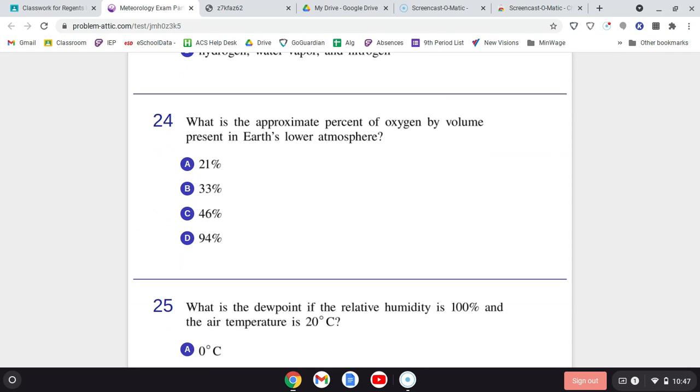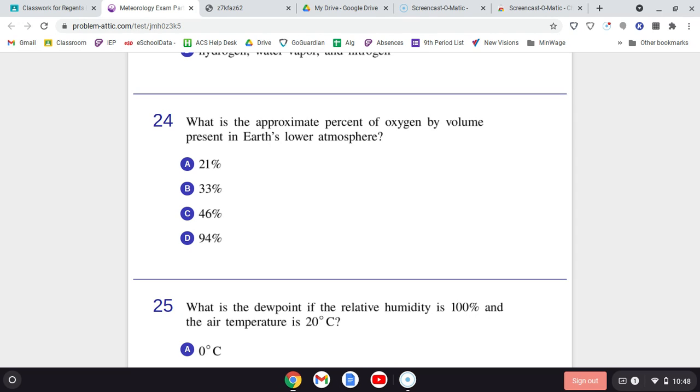24. What is the approximate percent of oxygen by volume present in Earth's lower atmosphere? Okay, so it's either 21%, 33, 46, or 94. In Earth's lower atmosphere, which is the troposphere, and if you look over to the concentration, this little number right here, kind of like right in there.